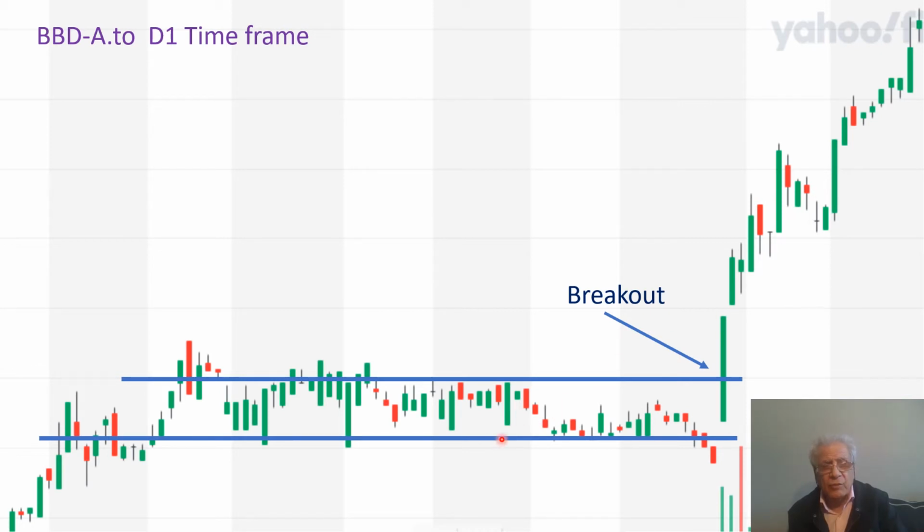You can enter the trade at the breakout, like here, and put your stop loss 1 or 2 ATR below the lower band.